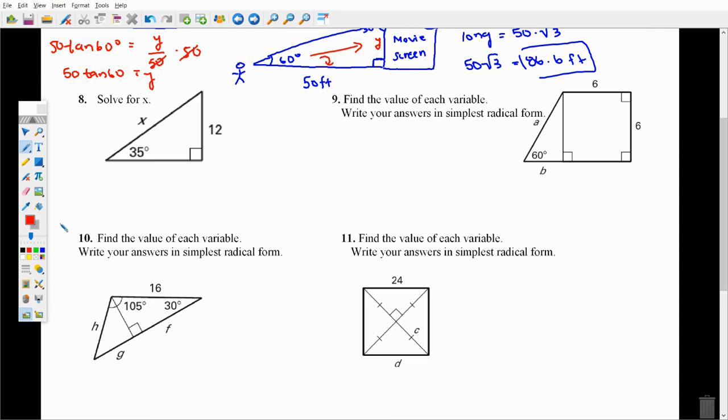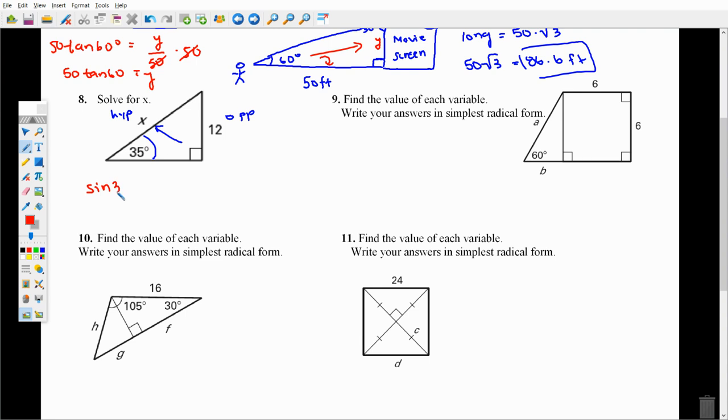All right, number 8 here, more sine, cosine, and tangent. So we have our angle here, we have the side all the way across from it, and then we have not quite our adjacent, but it's going to be our hypotenuse. So we have hypotenuse, we have opposite. So this one is going to be sine.